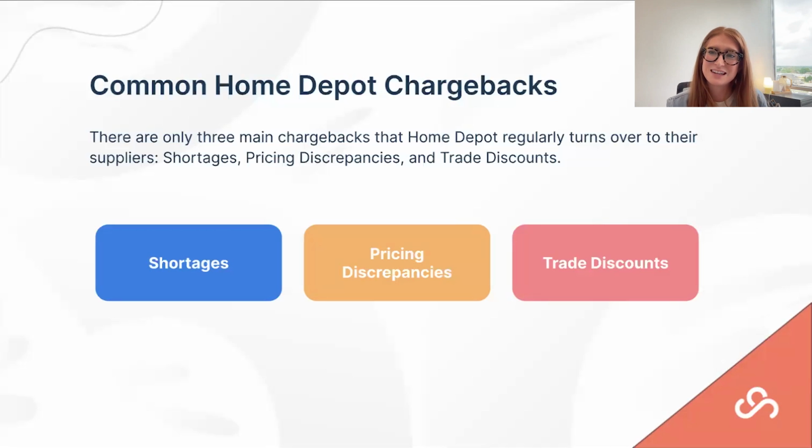Of course, primarily, most of the disputing falls into those shortages and sometimes those pricing discrepancies. So we're going to talk more in depth today about how you dispute and also what that looks like in the SupplyPike app for Home Depot.